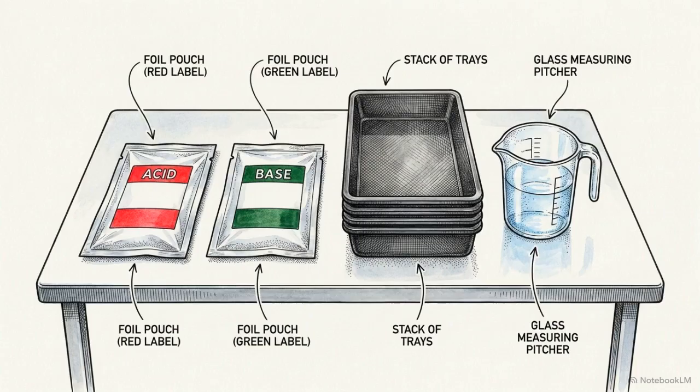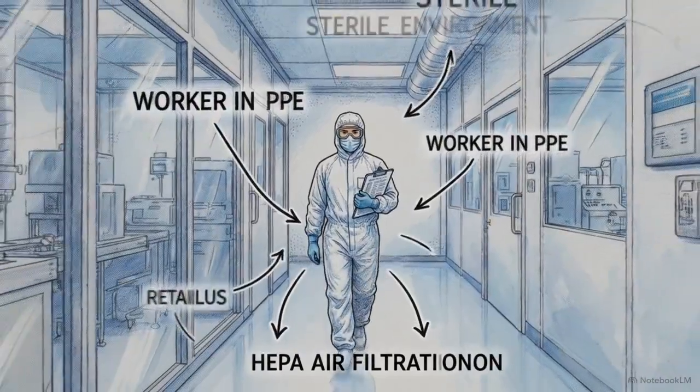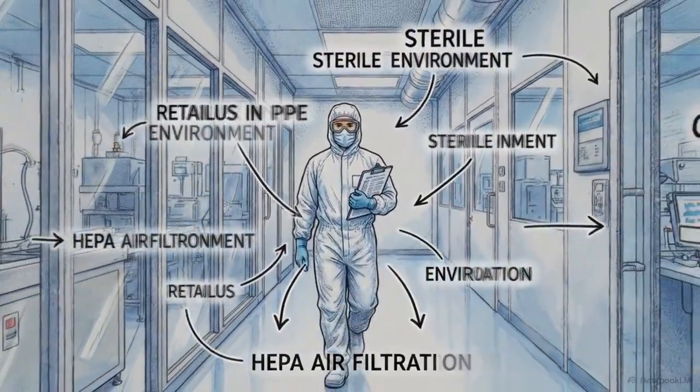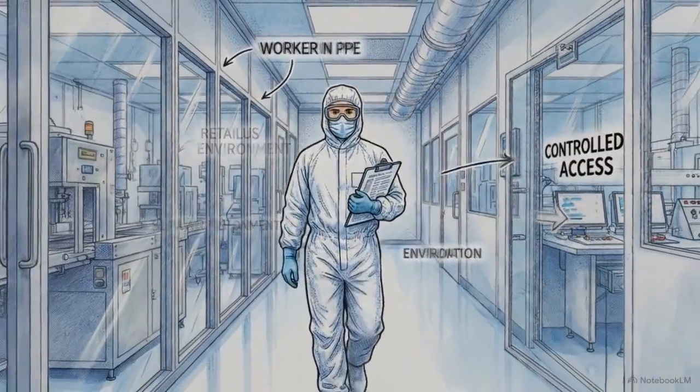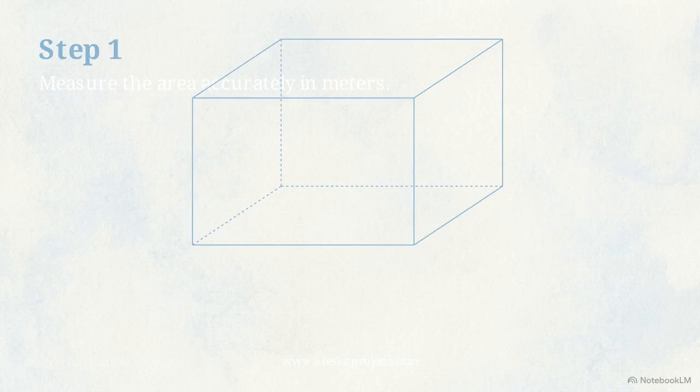Before we begin, you will need a few basic materials: the active chemical components, standard plastic trays, and clean water. By strictly following the steps we are about to cover, you will achieve optimal sanitization while keeping your facility's production timelines on schedule. Step 1 is to determine the exact volume of your target room.